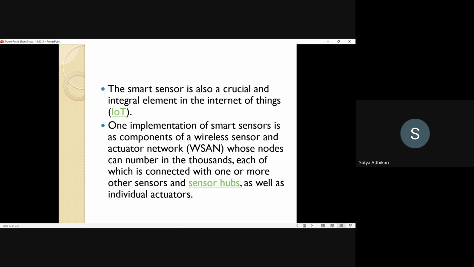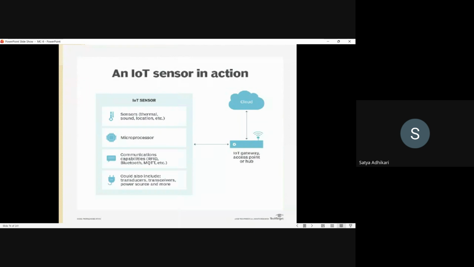One implementation of a smart sensor is as a component of a wireless sensor and actuator network, whose nodes can number in the thousands, each of which is connected with one or more other sensors and sensor hubs. So it may consist of other hubs, known as other sensors, to perform specific tasks.